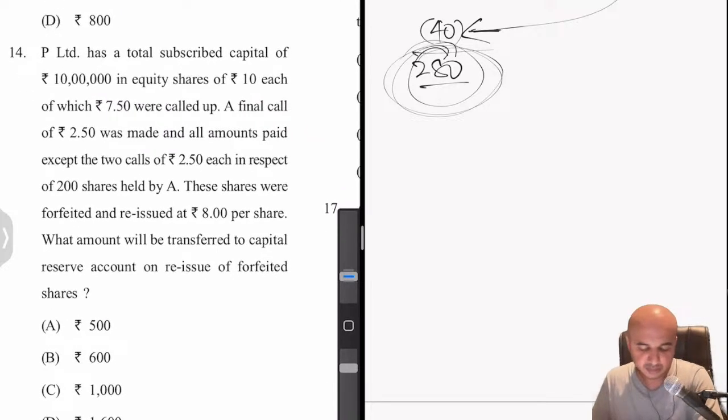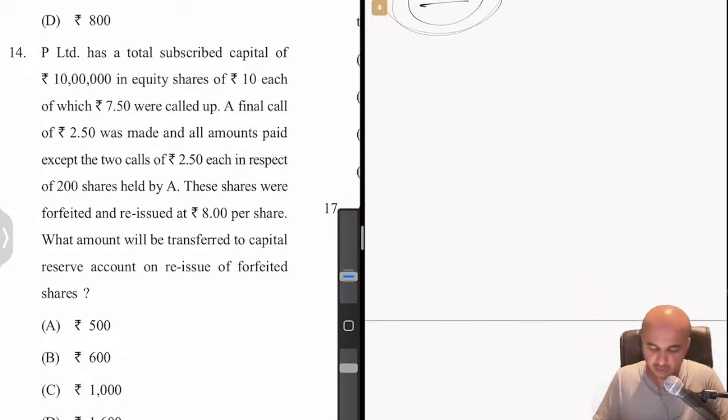Again a practical question. Let's see. P Limited has a total subscribed capital of 10 lakh in equity shares of rupees 10 each, that is 1 lakh shares of rupees 10 each, of which 7.5 were called up. A final call of 2.5 was made and all the amounts paid except the 2 calls of rupees 2.5 each in respect of 200 shares held by A. These shares were forfeited and reissued at rupees 8 per share. What amount will be transferred to capital reserve on reissue of forfeited shares? Again, very easy, straightforward question.